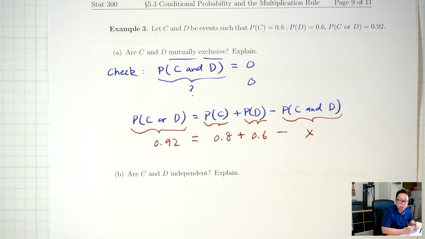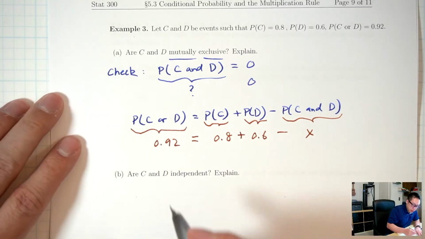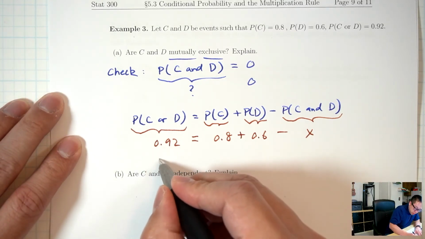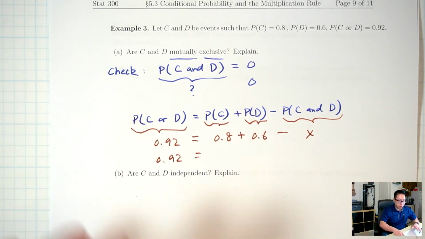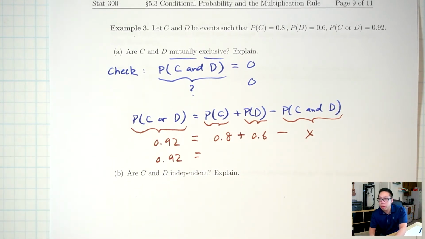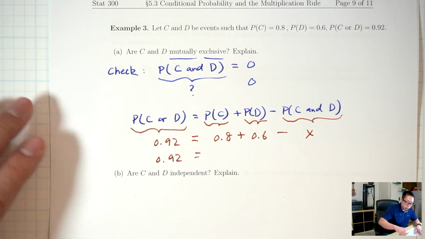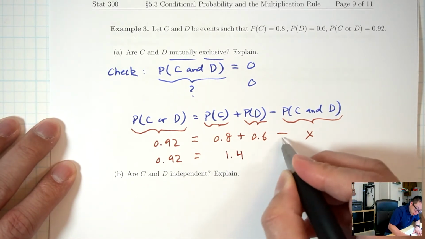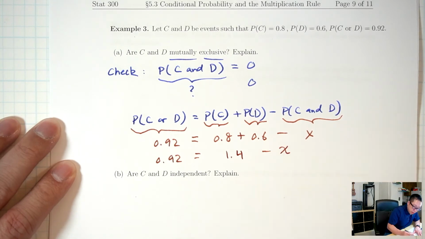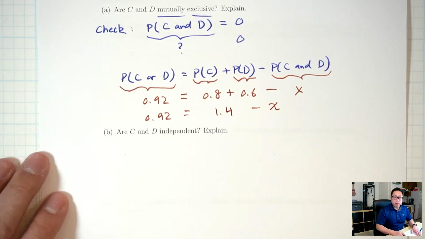Okay, so let me first simplify both sides. Left side, there's nothing to do. Right side, I can add those. So 0.8 plus 0.6 is 1.4. And then I still have this minus x. And then I want to get the x by itself.